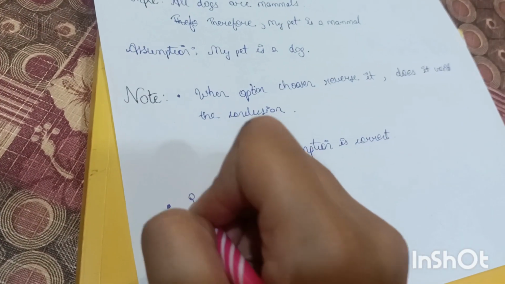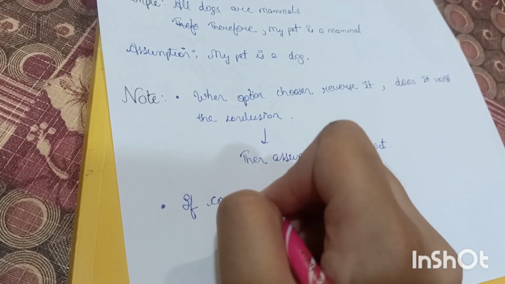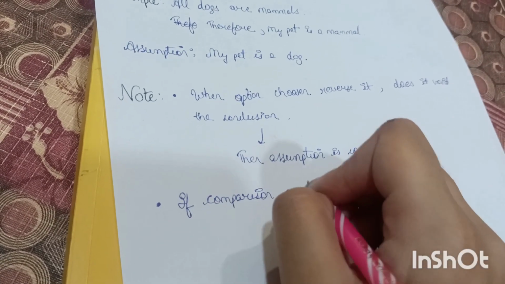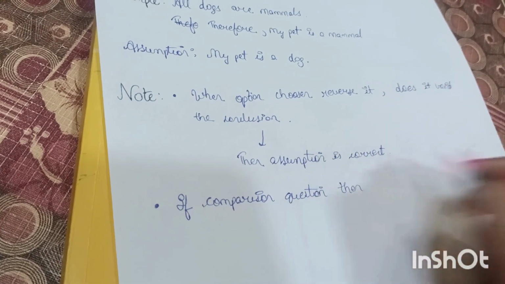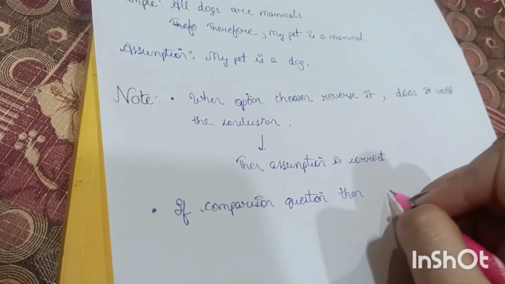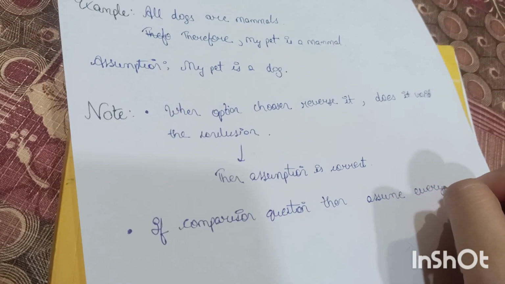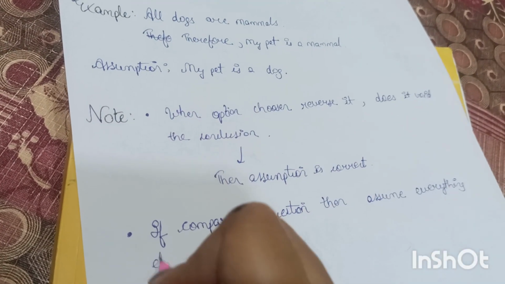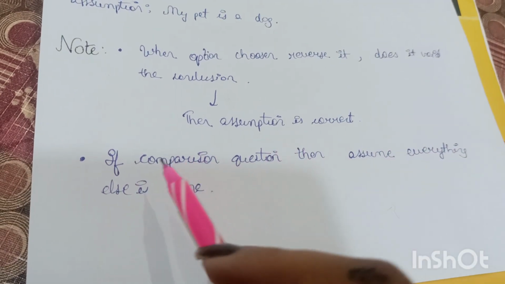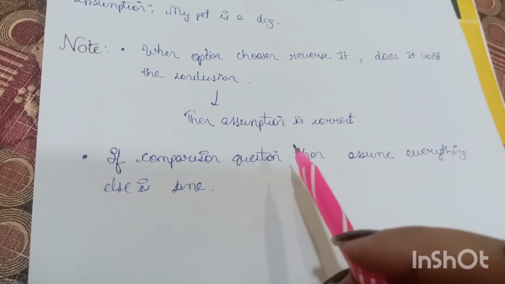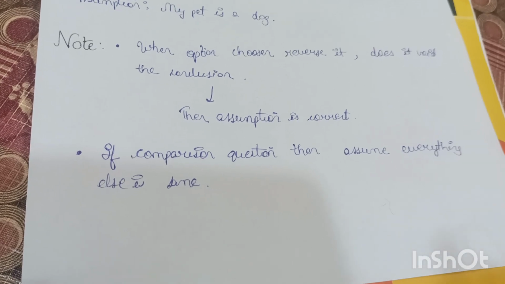And the second point is, if there is some comparison question, then assume everything else is the same. If there is some comparison question, then you have to assume everything else as the same if they are not mentioned in the passage.